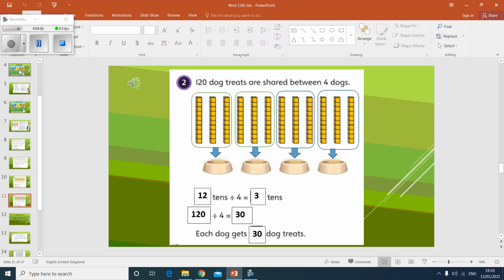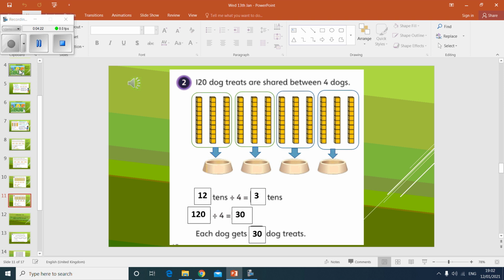So each dog will get 30 treats. 12 tens shared by 4 is 3 tens. 120 shared by 4 is 30. That's 30 dog treats.